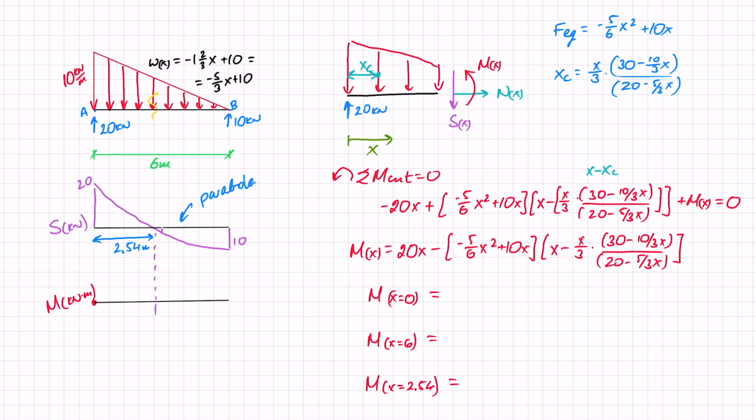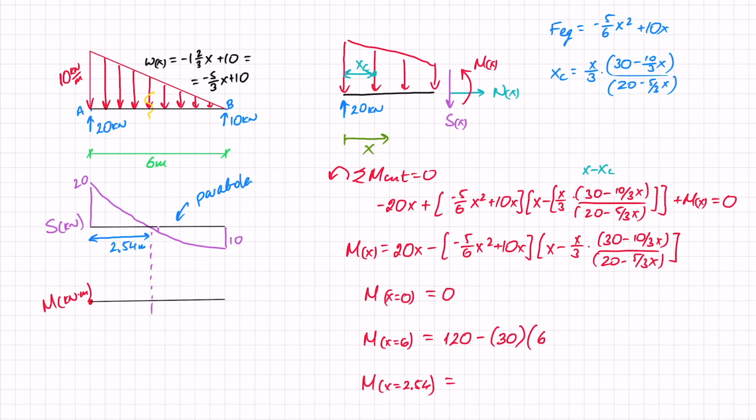So when x equals 0, it's pretty easy to see that everything works out as 0. When x equals 6, that gives me 120 here, and then I've got minus, that works out as 30, and this thing here will work out as 6 minus 6 over 3, so 2, and then times what is in these brackets, that will work out as 10 over 10. So here I've got 4. So 120 minus 30 times 4 gives me 0. Another indication that I'm on the right path, because at the two ends of this simply supported beam I have a moment of 0, which is good.